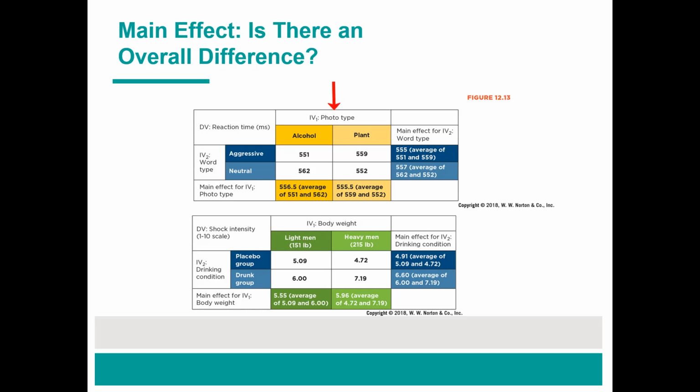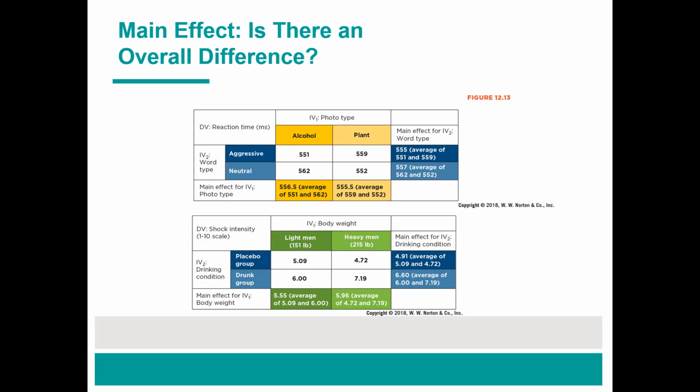To look for a main effect of word type, you would compute the reaction time to aggressive words and reaction time to neutral words by averaging across the 2 photo conditions. The marginal means for aggressive and neutral words are in the far right-hand column of the table. Notice that there is not much difference in the reaction times to aggressive words, 555 milliseconds, and to neutral words, 557 milliseconds, in the marginal means on the right. It appears that there is not a main effect for word type.